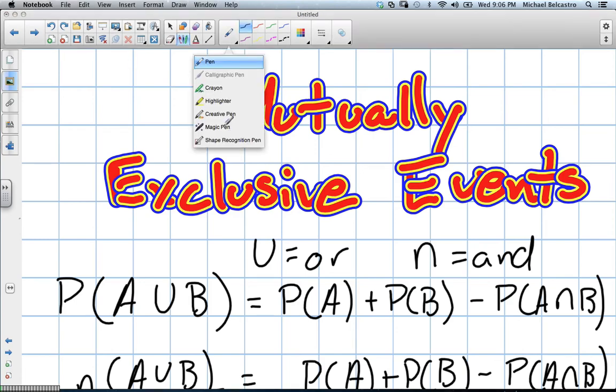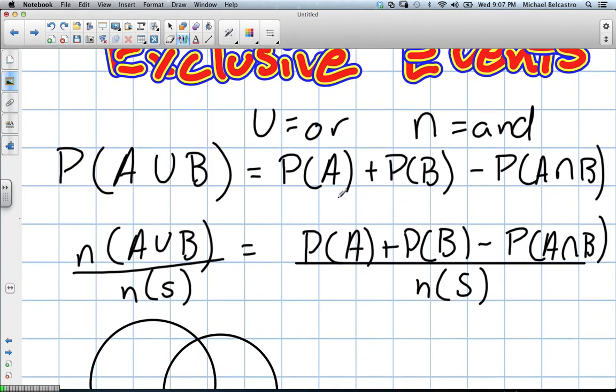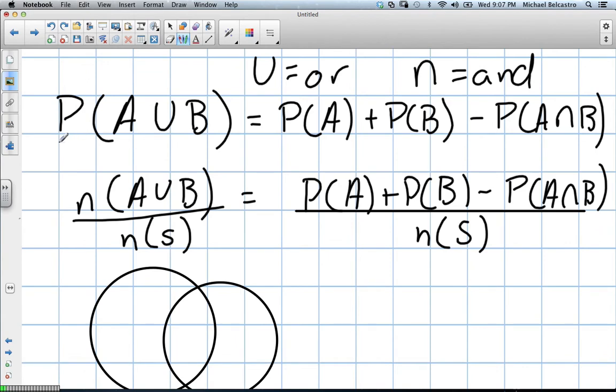Okay, so mutually exclusive events. We're talking about the probability of events, and essentially we're talking about two different events. There's event A and event B, and they can both happen at the same time. At some points they may even be the exact same thing. We'll get to that later.